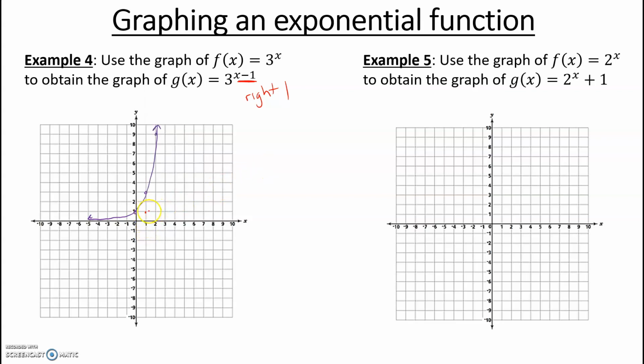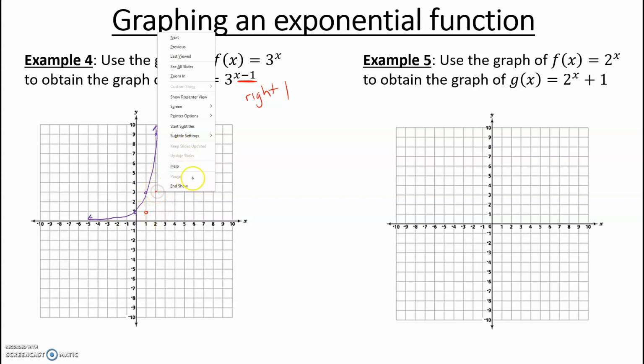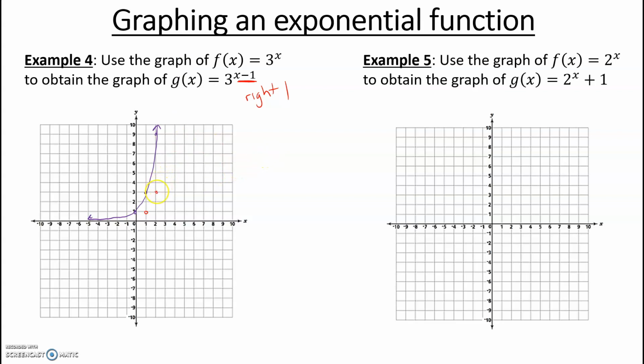Instead, we're going to shift it right 1. And we're going to shift it right 1. So you should see that graph get really close to 0. Same concept. Okay, but we took that graph and shifted it right 1. So this one is our 3 to the x minus 1.